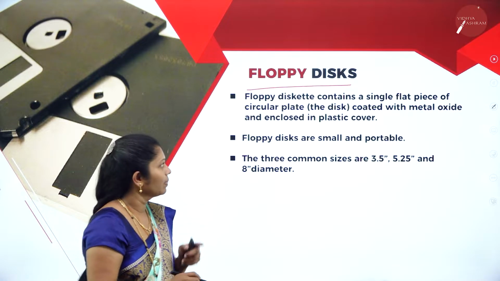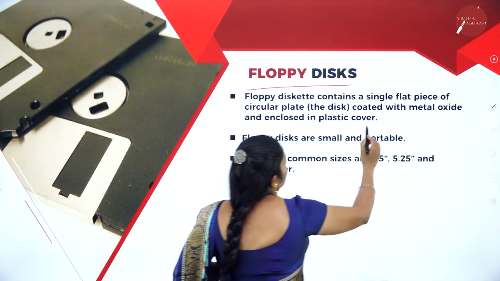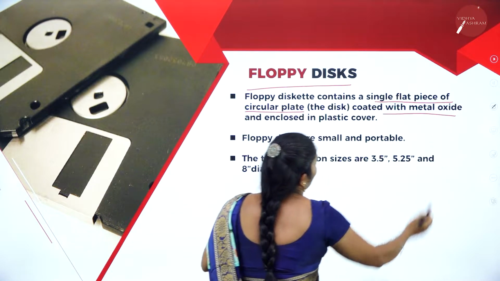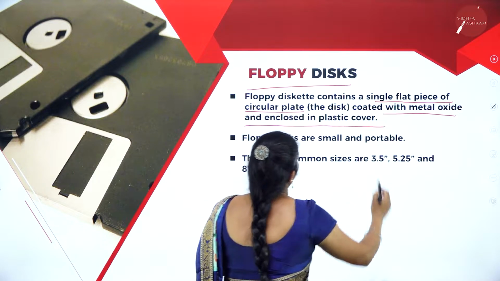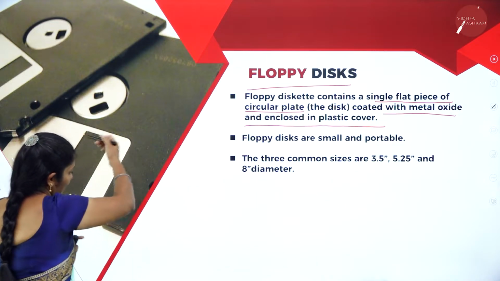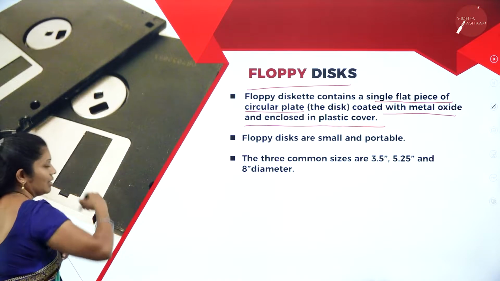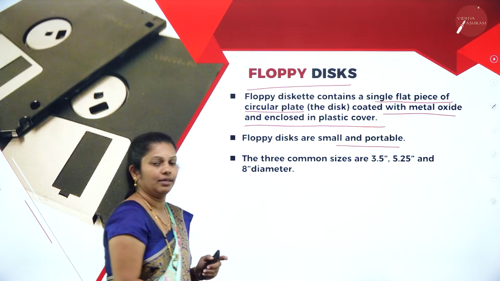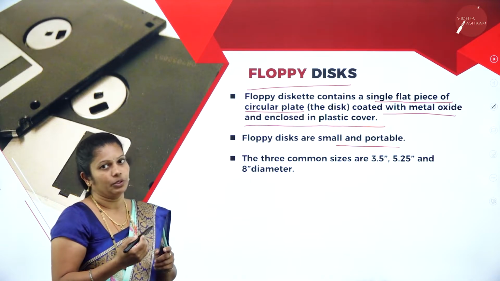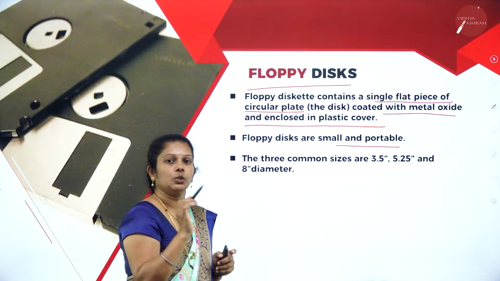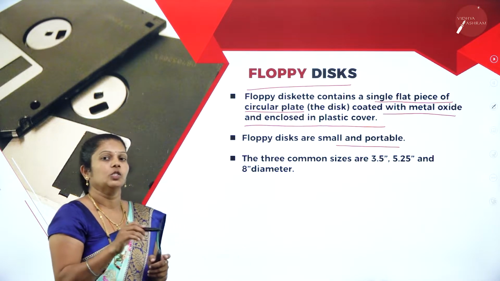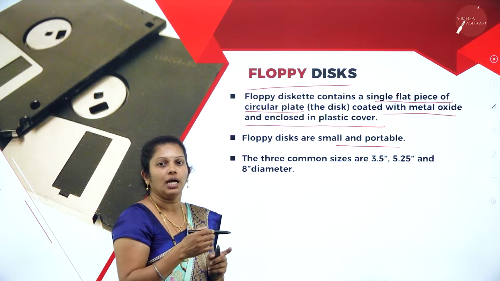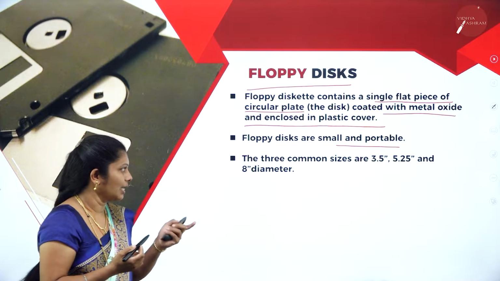A floppy disk contains a single piece of circular plate coated with metal oxide and enclosed in a plastic cover. It's a plastic outer cover, and inside this, if you observe here, there is one disk. The floppy disk is small and portable. Size-wise it is very small and portable. But compared to a hard disk, the storage capacity is less here. Storage capacity is very low because it contains only one disk, whereas a hard disk contains multiple disks.